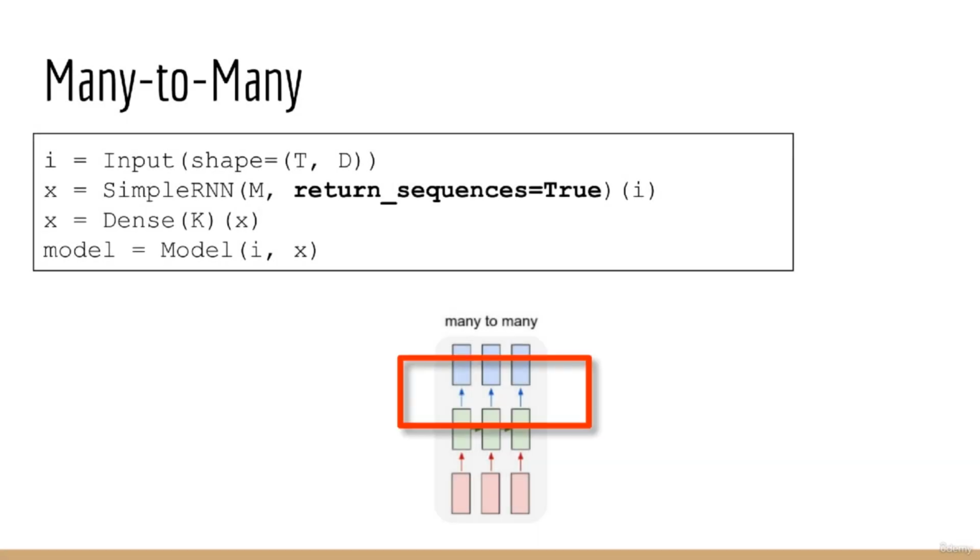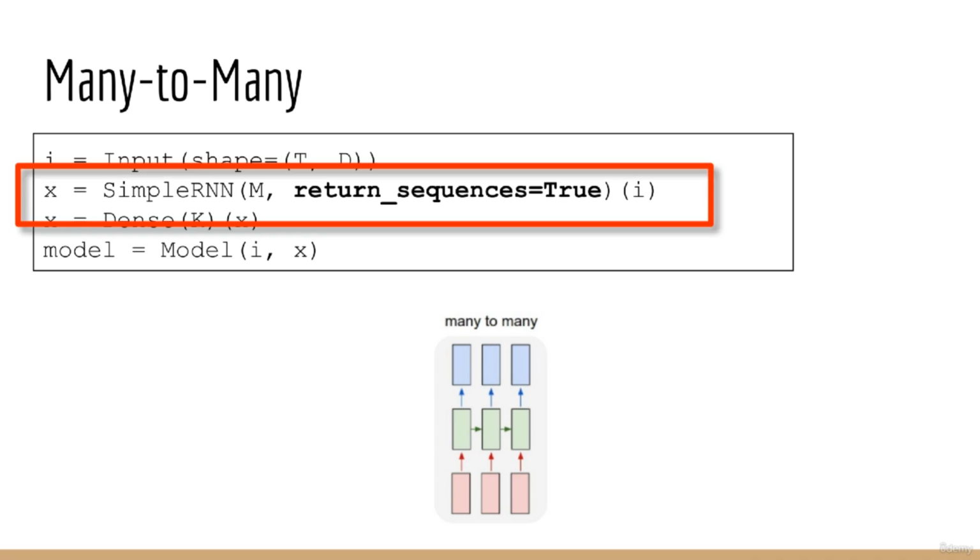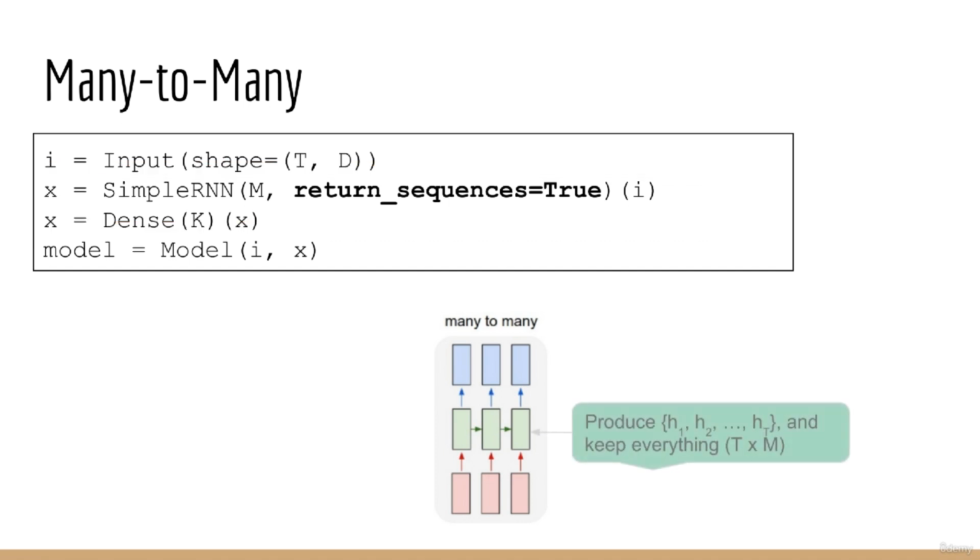Now, as you recall, it's also possible to use an RNN such that it not only returns the final hidden vector h of big T, but all the hidden vectors of the time series. In order to do this in TensorFlow, we just need to pass in a single argument, return_sequences equals true. By doing this, we get back all the hidden vectors in a single array of size T by M. So you can imagine this holding h of 1, h of 2, all the way up to h of big T. From here, we have several options.